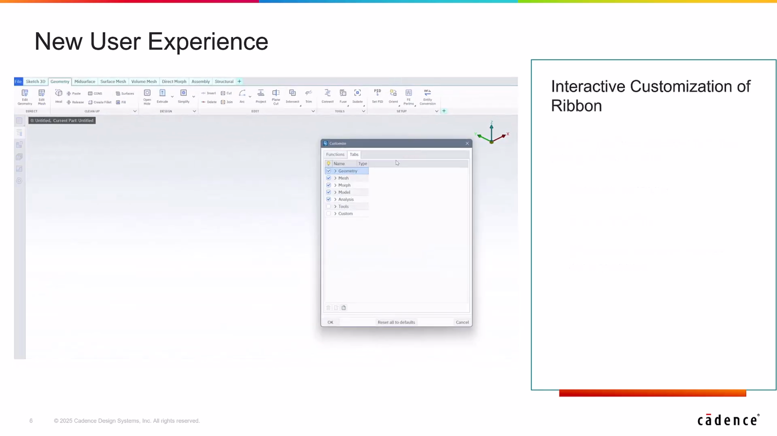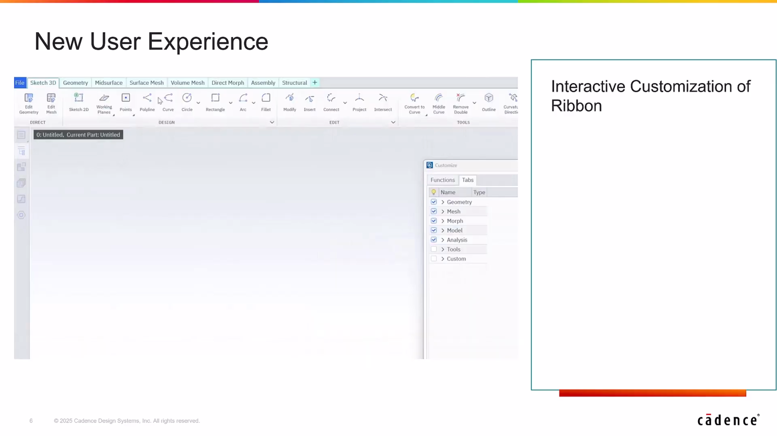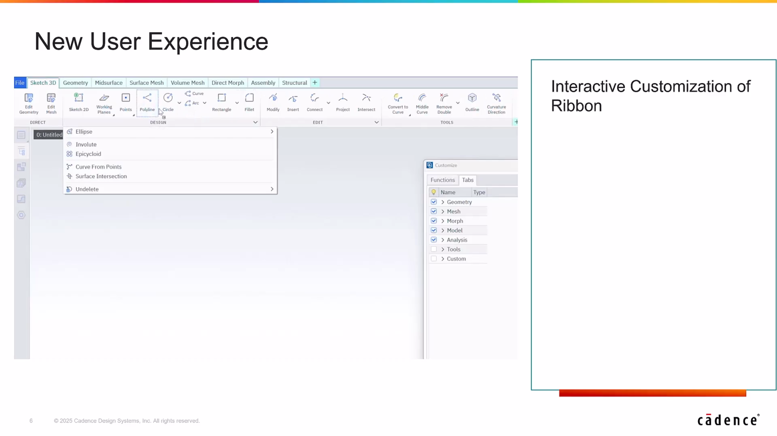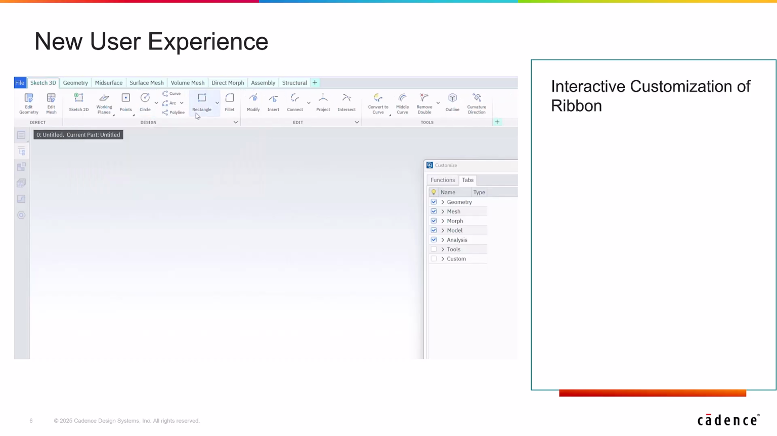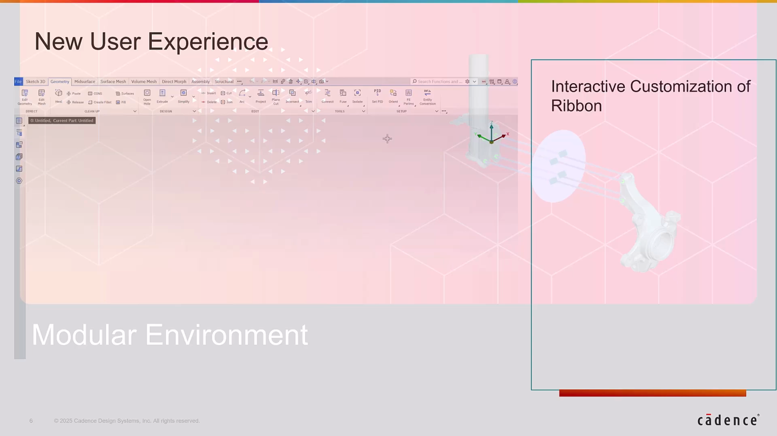Moving on to the next key enhancement, interactive customization of the ribbon tabs. This new feature allows you to dynamically configure the ribbon interface without the need for scripting or advanced setup. Tools and functions can be easily organized to suit your workflow. Reposition functions as needed, tile them horizontally or vertically to create a ribbon layout that matches your preferences.